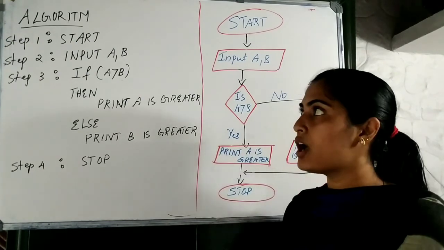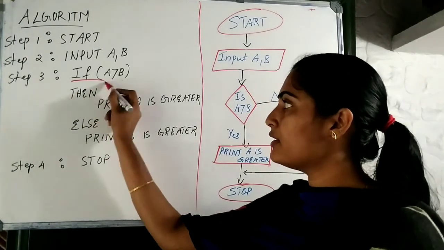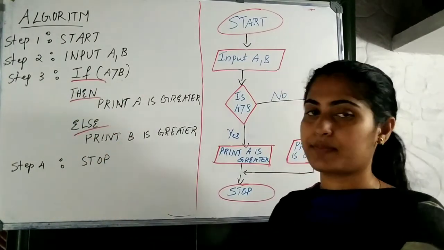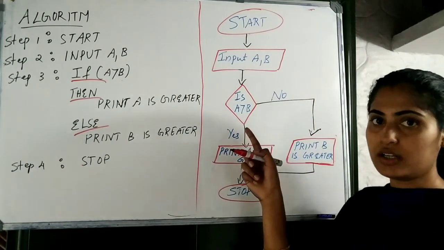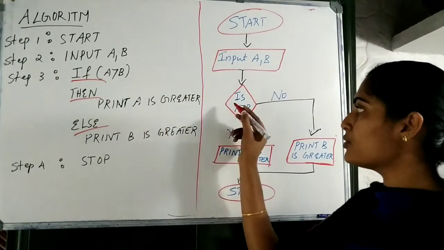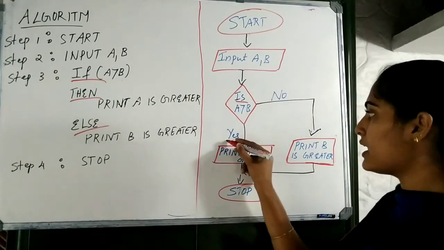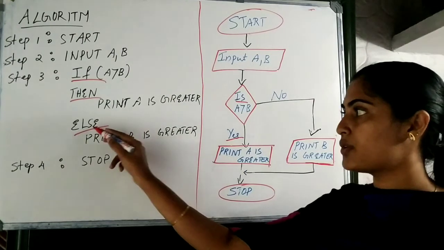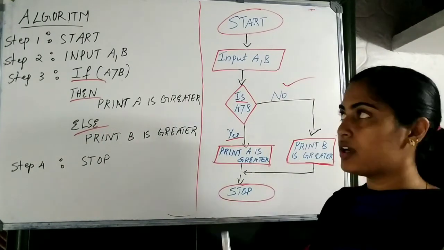And see, while we write an algorithm, we use words like if, then, else. But when we draw a flowchart, instead of if, we use the word is. Instead of then, we use the word yes. And instead of the word else, we use the word no. Okay, you should remember this.